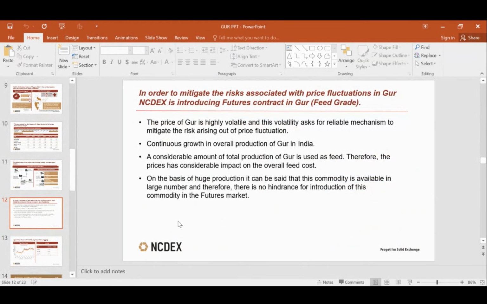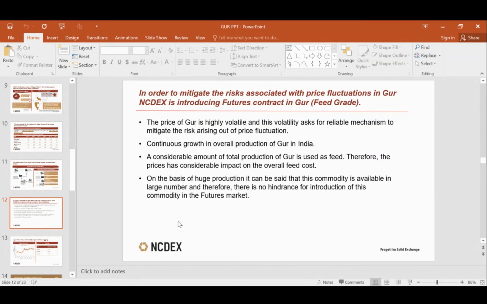So the price of GUR is highly volatile, and the volatility is more than 15%. This high volatility in the prices is the major reason which requires a risk mitigation futures contract to mitigate the price risk arising out of volatility.